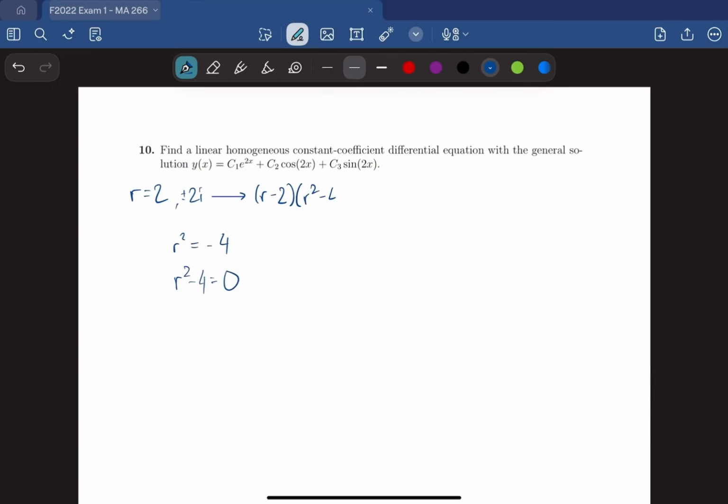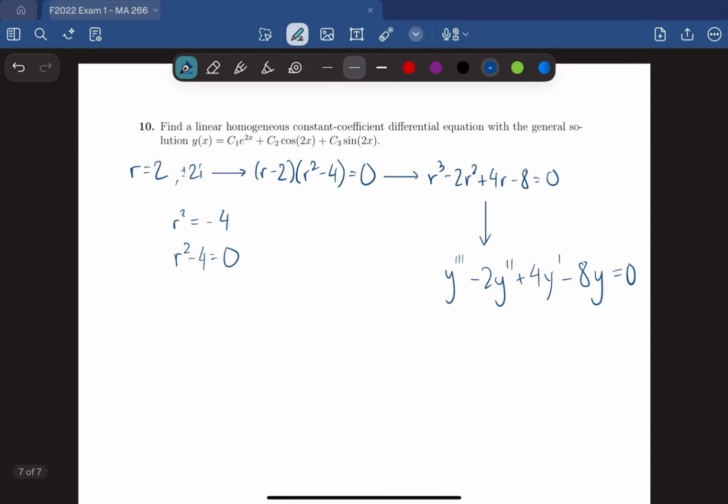So based on that, you can build a characteristic equation. And then from there, you can just FOIL it out. And you get r cubed minus 2r squared plus 4r minus 8. And that's just the characteristic equation. So you can build a differential equation from there. And you get y triple prime minus 2y double prime plus 4y prime minus 8y equals 0.